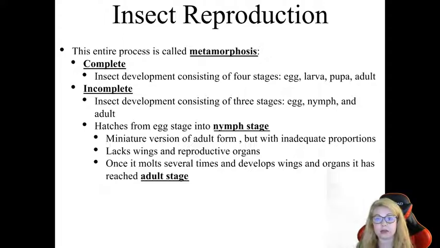So in this case, an incomplete insect reproduction or incomplete metamorphosis, the insect hatches from the egg stage into the nymph stage, which is basically just a miniature version of the adult form, but it doesn't have quite adequate proportions at that point, so it often lacks wings and the reproductive organs. Once it molts several times, though, and develops wings and organs, then we can say that it has reached the adult stage. So that is the 2 types of metamorphosis: incomplete and complete. So 4 and 3. Please make sure that you know the difference between the 2 and what the 4 or the 3 stages are for a future assessment.